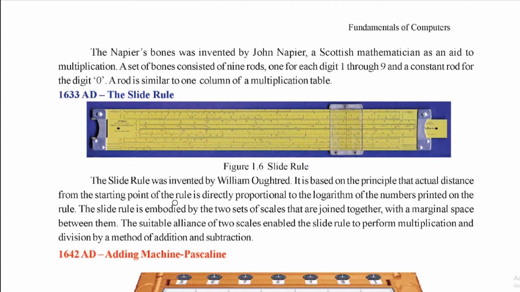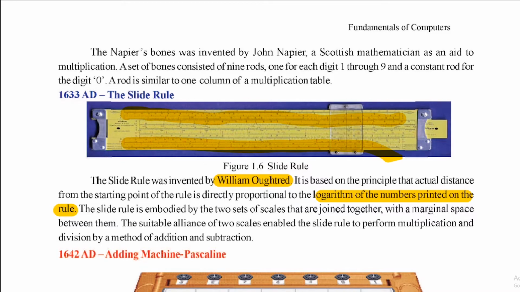Okay, next we have the slide rule, one more device. A slide rule was invented by William Oughtred. It is based on the principle that the actual distance from the starting point of the rule is directly proportional to the logarithm of the number printed on the rule. Normally, we have a logarithmic value here. You can see the logarithmic values from one point to another point, like this.